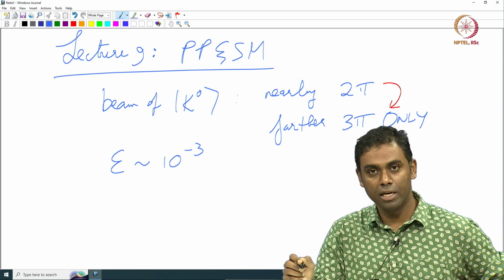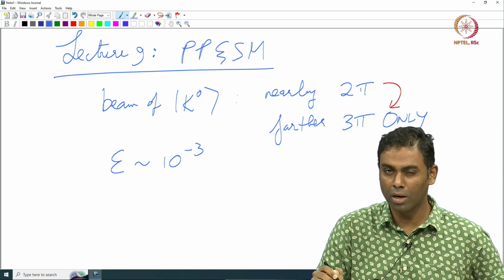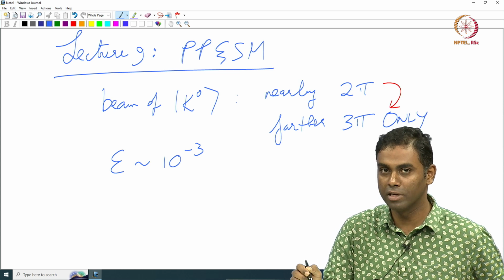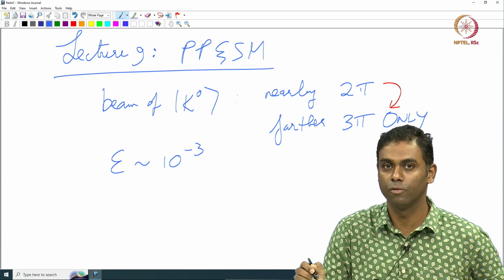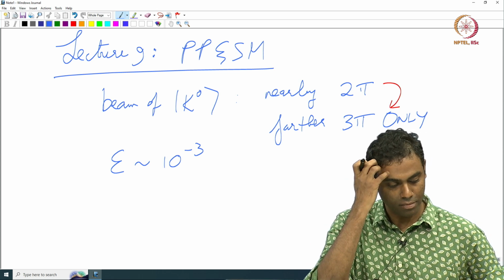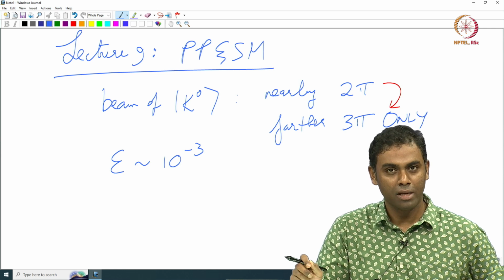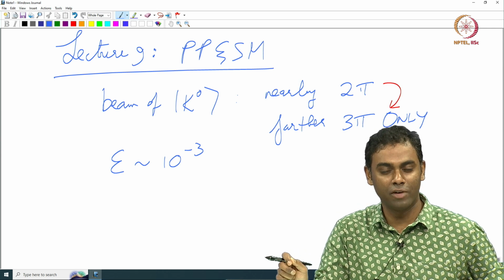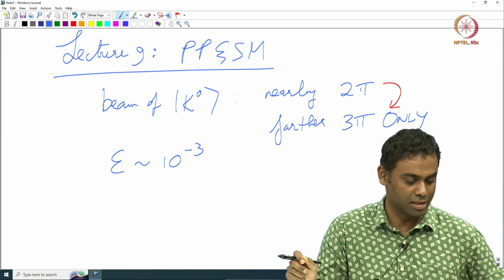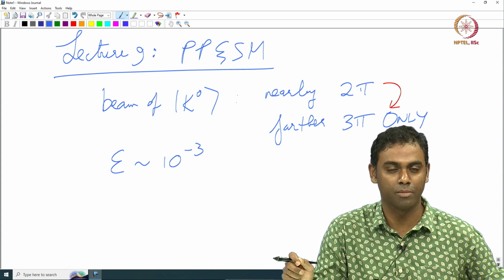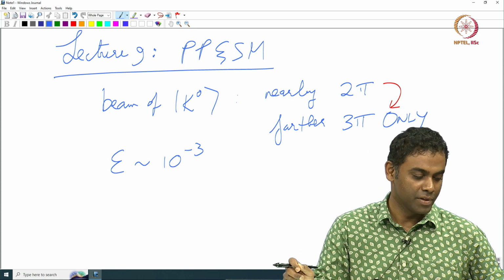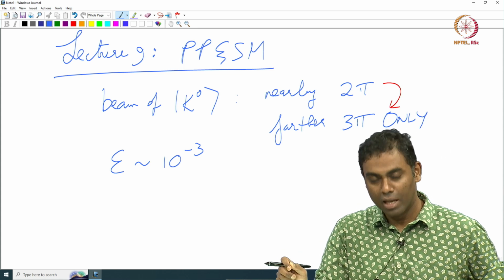I told you last time that we will explore one other fun consequence of having this CP violation in the weak sector, right. So this fun consequence will teach us some very interesting physics, okay. It's not very rigorous physics, but it teaches us something very interesting. The idea is this, okay.